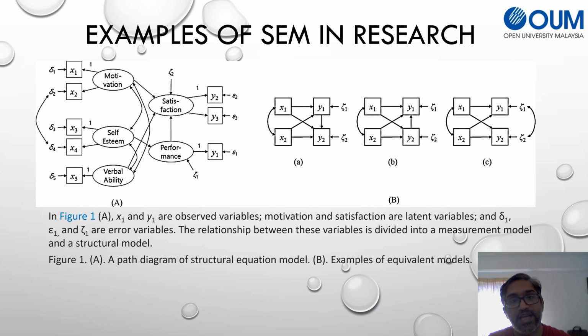So here you can see the examples of SEM in one of the research. In this figure, figure 1, A, X and Y are observed variables. Motivation and satisfaction are latent variables, and the others are error variables. The relationship between these variables is divided into a measurement model and a structural model. So figure 1, A is a path diagram of a structural equation model, while B, as you can see, are examples of equivalent models.